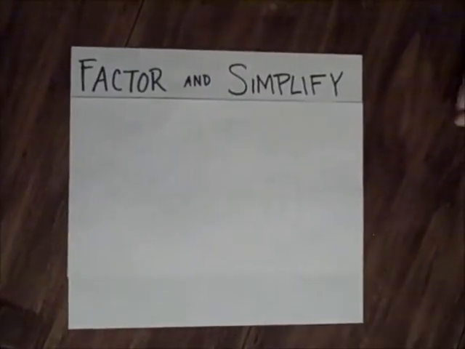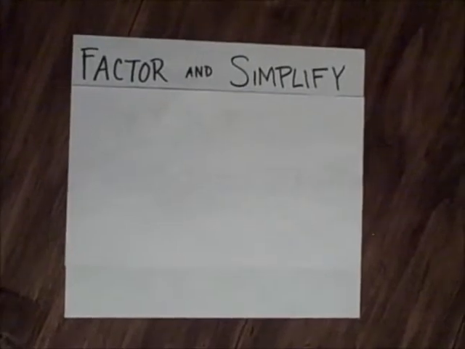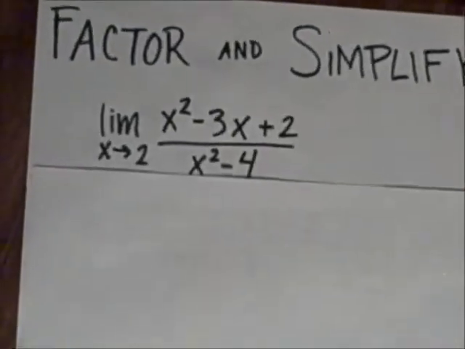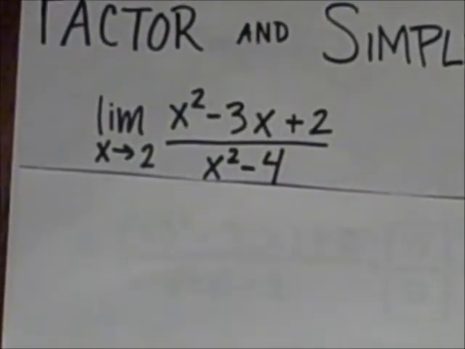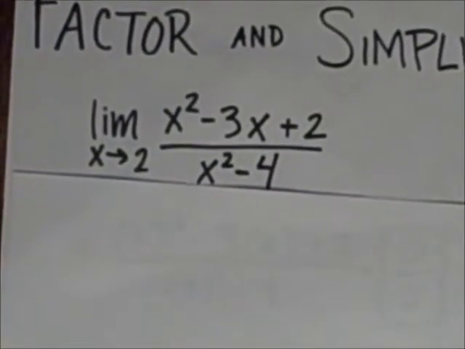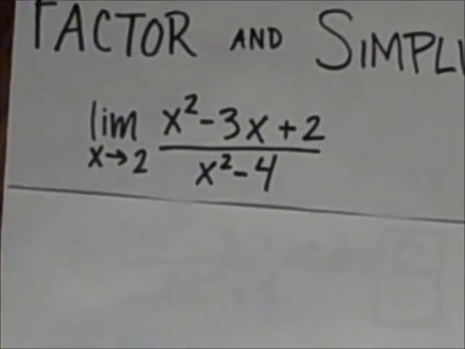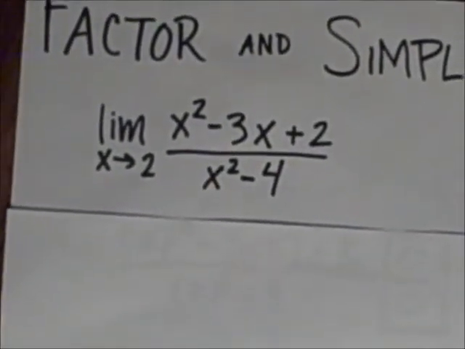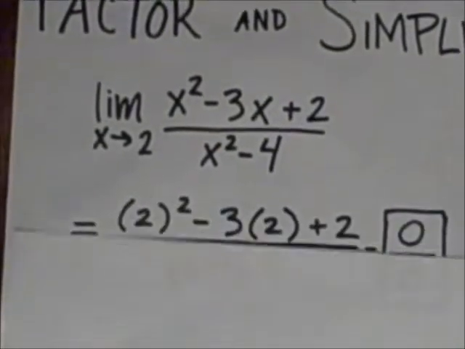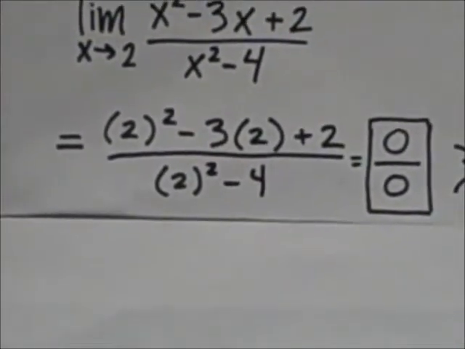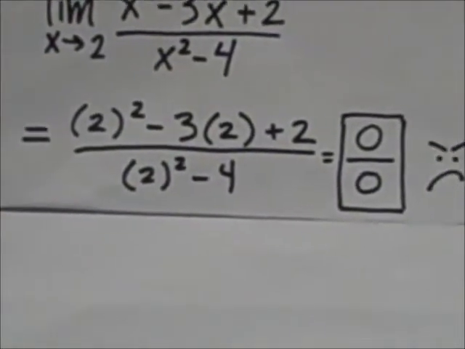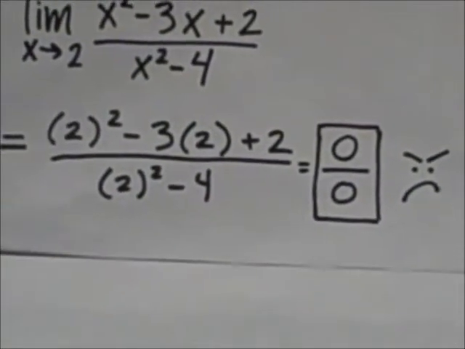All right, so the next technique to evaluate limits is factoring and simplifying. So as we move on, here's our example. As x approaches 2 for the limit of x squared minus 3x plus 2 over x squared minus 4, we try direct substitution, which we just did, and we plug in 2 for anywhere there's an x, and we end up with the indeterminate form of 0 over 0, which is no good.